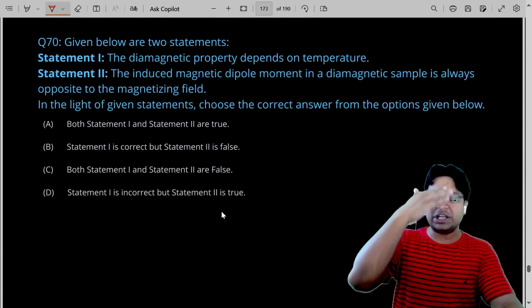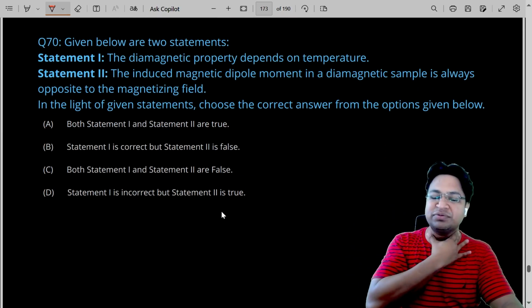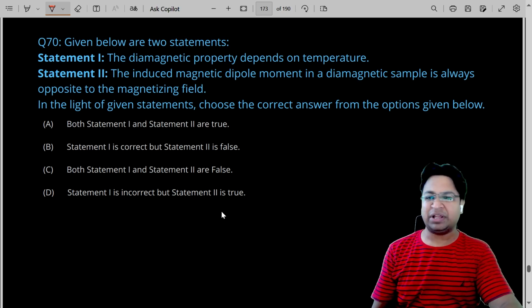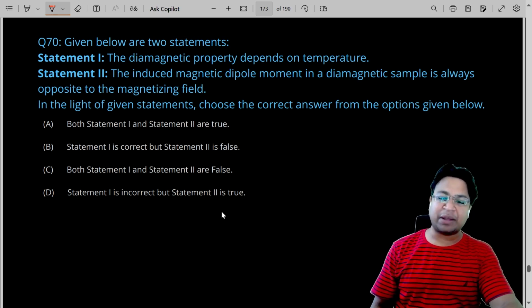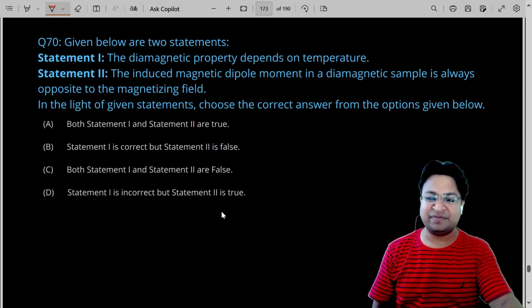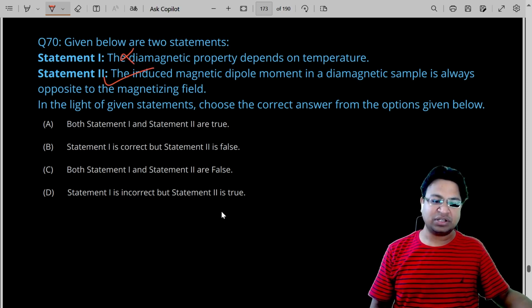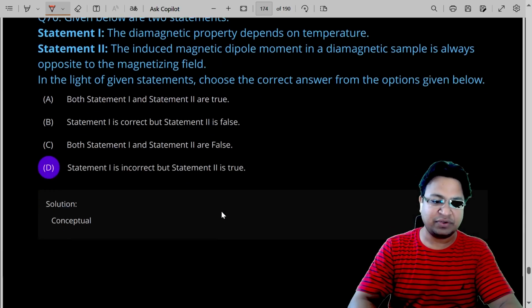Okay, now we come to the last question of the first section, that is the MCQ section, the SCQ section. It says that the diamagnetic property depends on temperature. Now that is not correct. That is the ferromagnetic property that depends on the temperature. The induced magnetic dipole in a diamagnetic sample is always opposite to the magnetizing field. This part is correct. This part is wrong. So statement one is incorrect, but statement two is true. So option D is what we should be looking for.